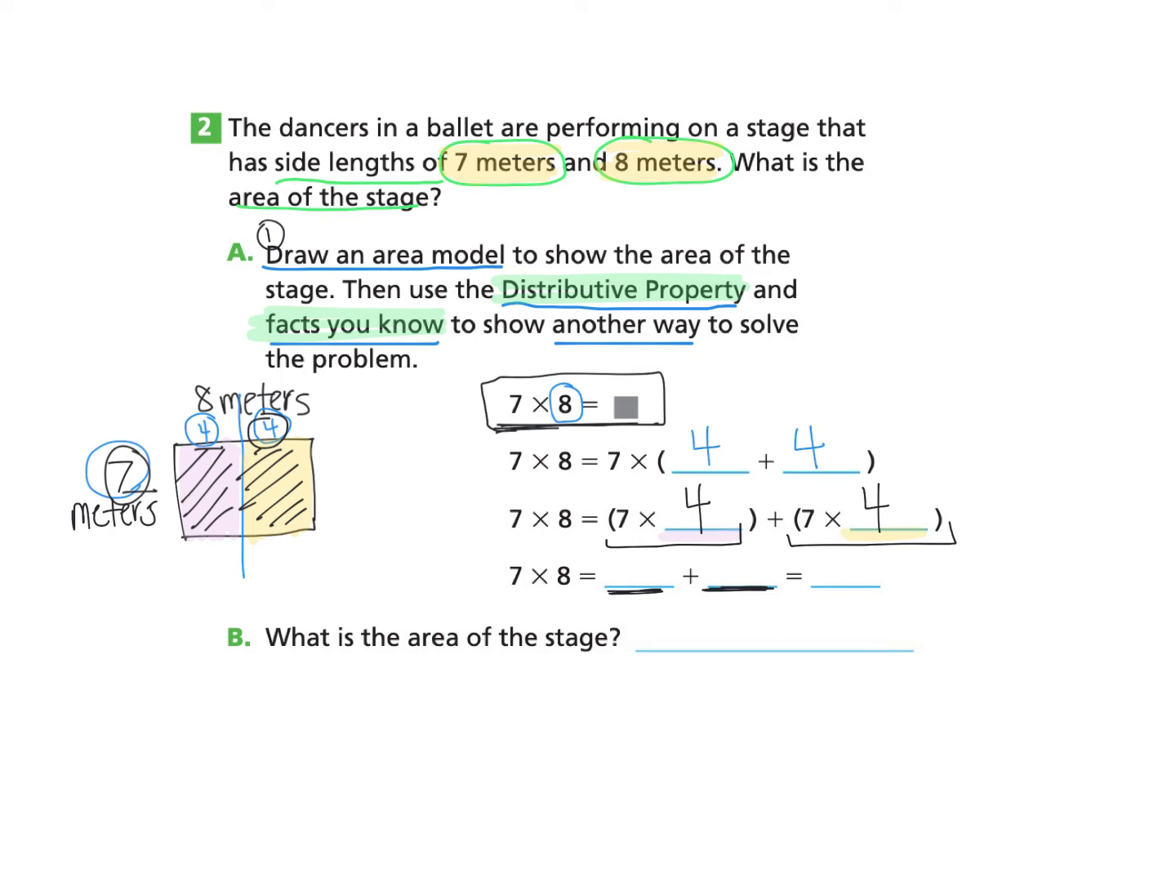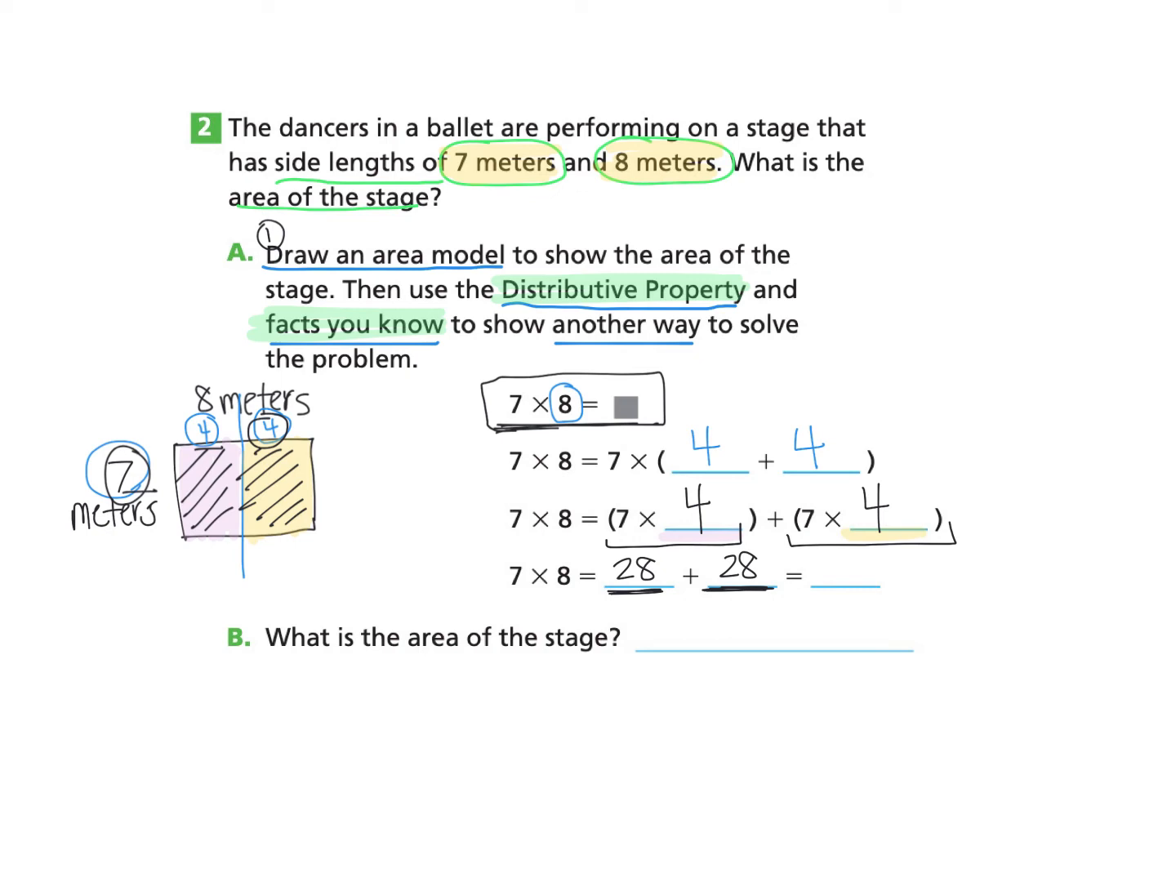So if you want to pause the video and try that on your own, go ahead. And then when you come back, you can follow along to know that 7 times 4 makes 28. And again, this is the same problem. 7 times 4 makes 28.